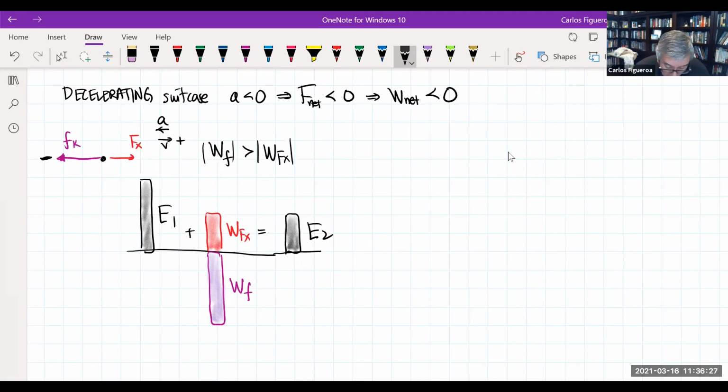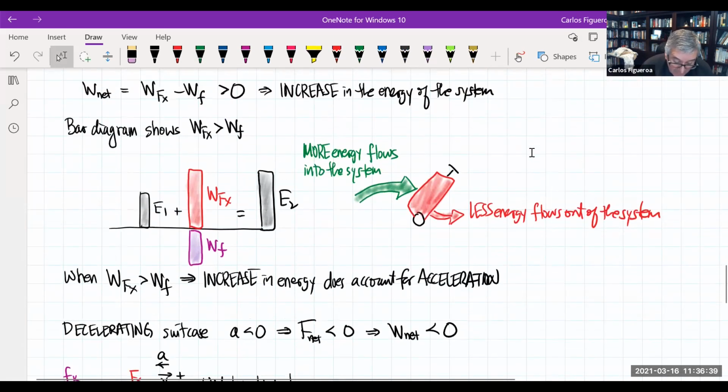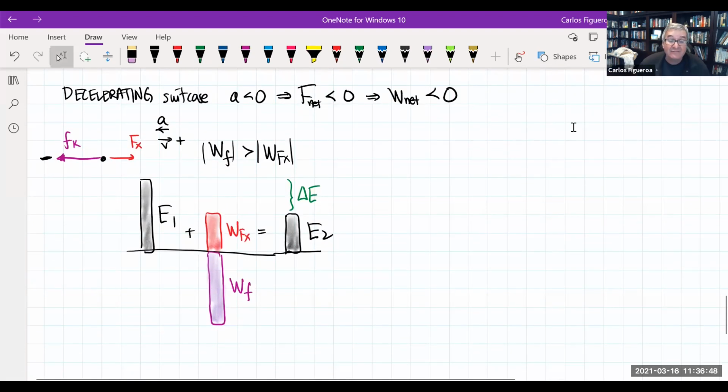And so what you're seeing here is that it's this difference right here, right? If I look at this difference, that is the change of energy. I should have done the same thing up here, because if you look at this, that's the difference in the change of energy. That's a positive change. This is a negative change.